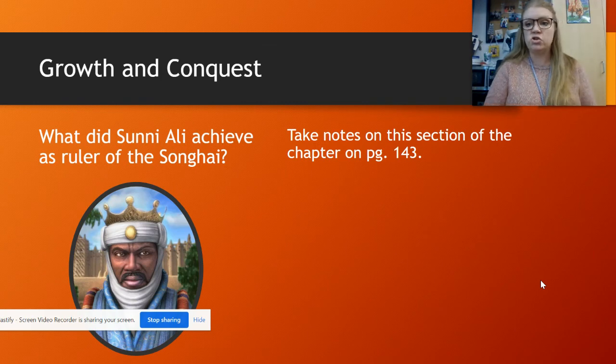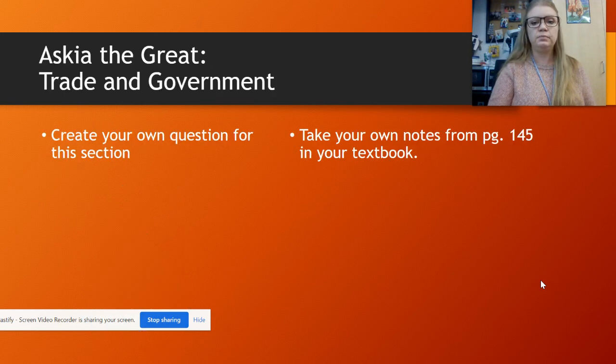So for this next section, you're actually going to read page 143 in the book on your own. The question you want to make sure you answer in your notes is, what did Sunni Ali, and this is from your key terms from yesterday, so what did Sunni Ali achieve as the ruler of Songhai? So you want to make sure when you're taking notes on your Cornell notes that you're answering that specific question.